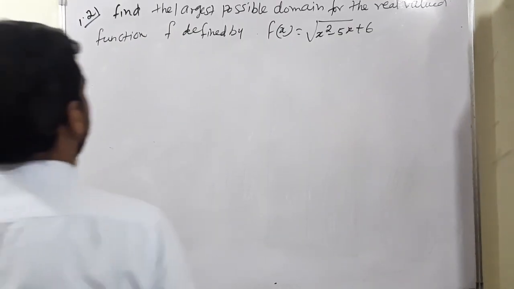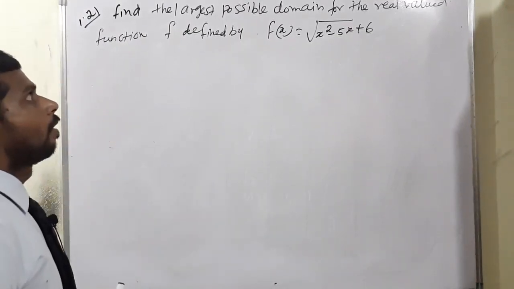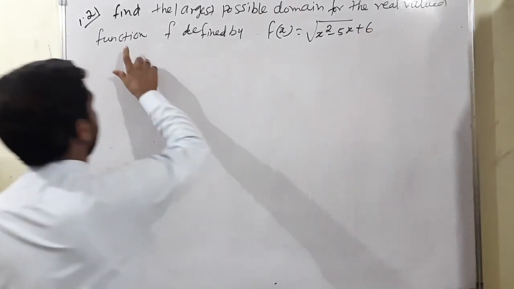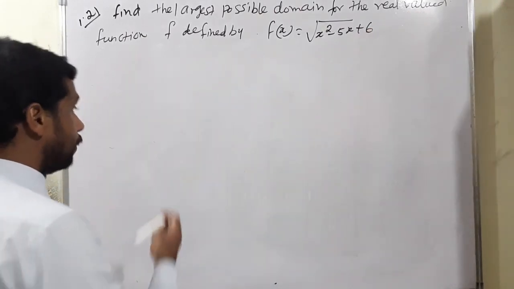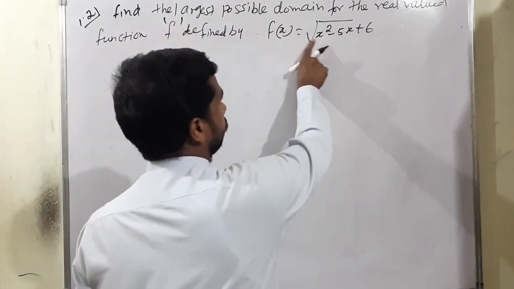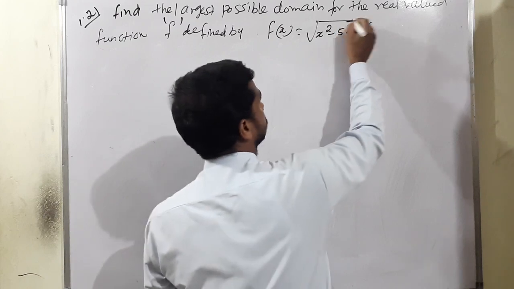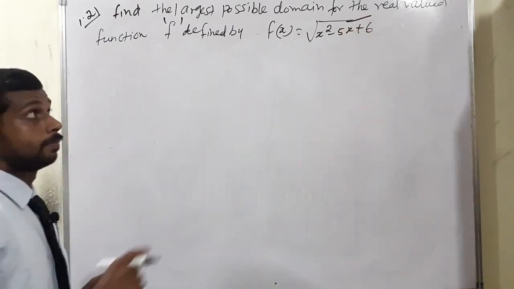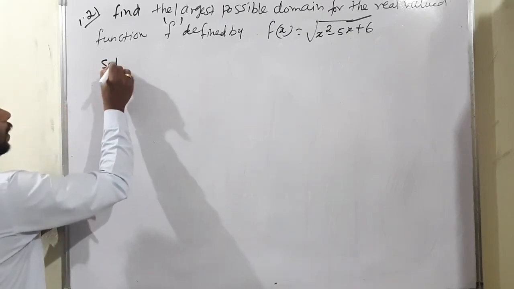Question 1.21: find the largest possible domain for the real valued function f defined by the condition f of x is equal to square root of x square minus 5x plus 6. So one important condition is there. Look at the solution.